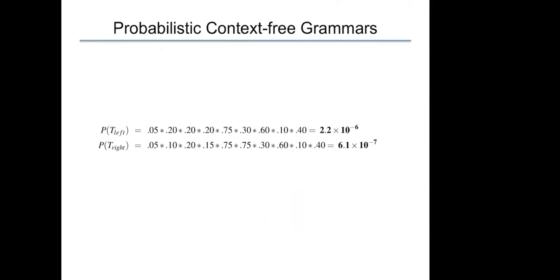So it's just an example, and we saw that we just have to multiply everything. In this example, the left parse was 2.2 times 10 to the negative 6. This is the probability of the left parse. And the right parse is 6.1 times 10 to the negative 7. And in this case, of course, the left parse is more likely. So if your model is able to decode that, then it will say the left parse is the correct one.